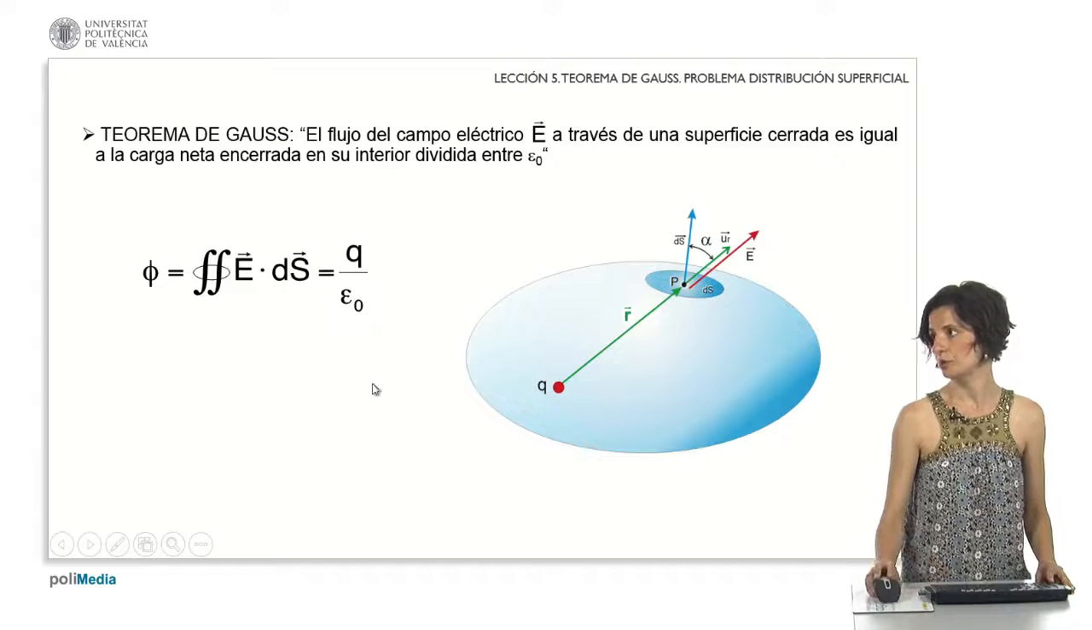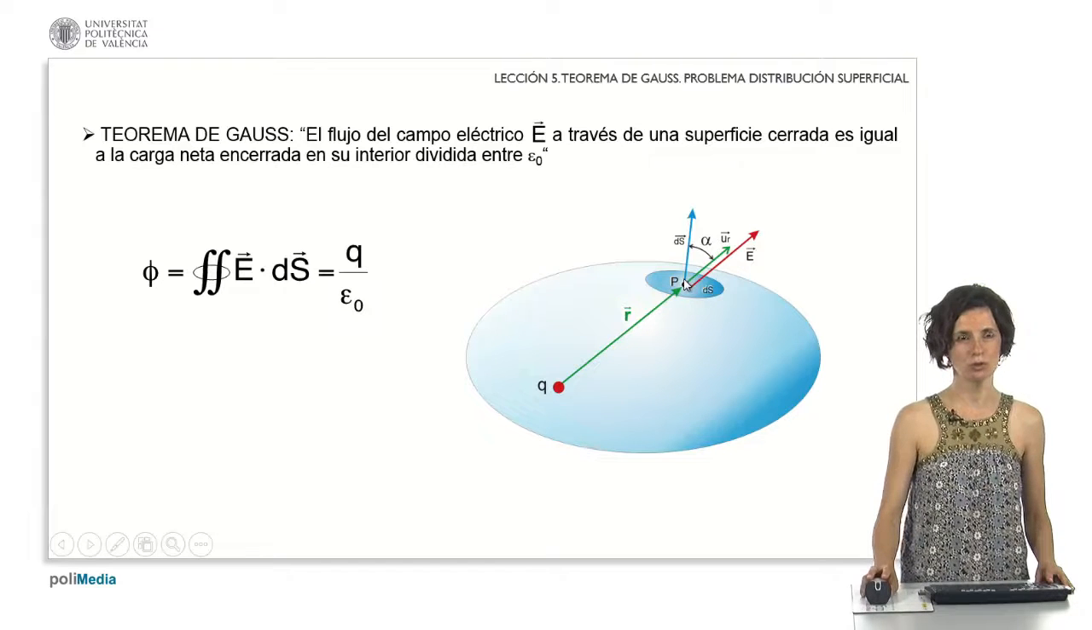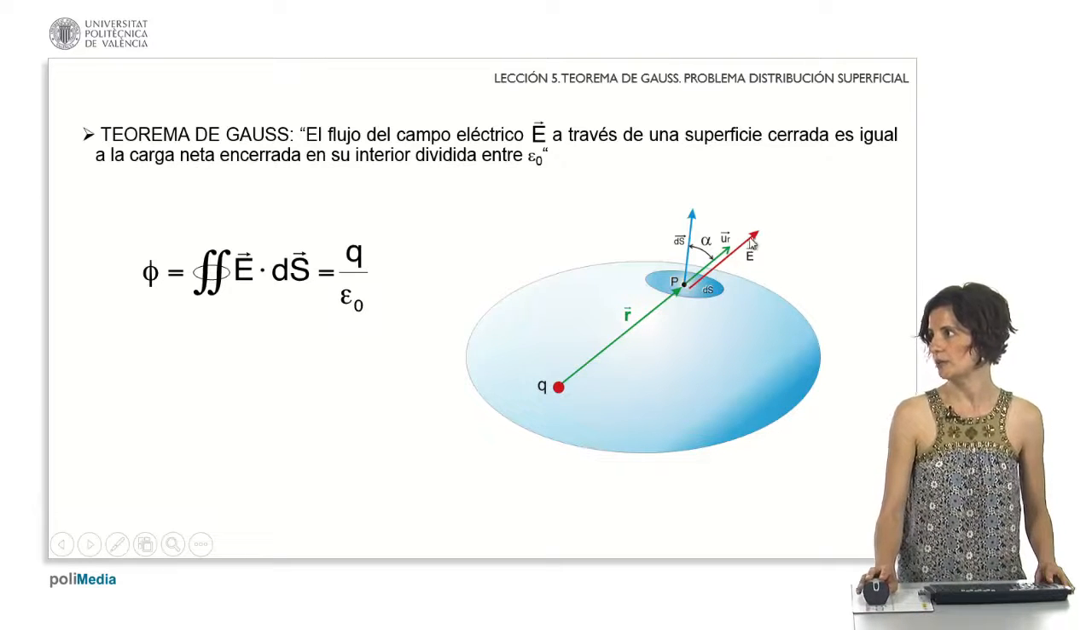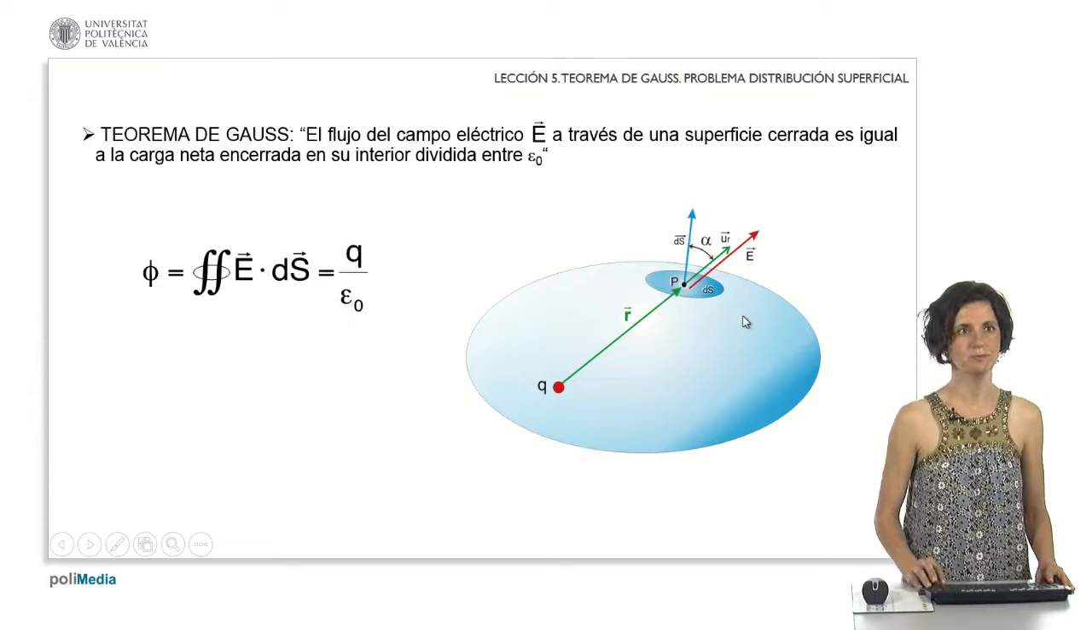In the drawing, we have represented a Gaussian surface enclosing this point charge Q. At point P, we have chosen an area differential, and we have drawn the two vectors with which we are going to work: the electric field vector and the differential vector of S, which, remember, is a vector perpendicular to the surface at that point and outward.